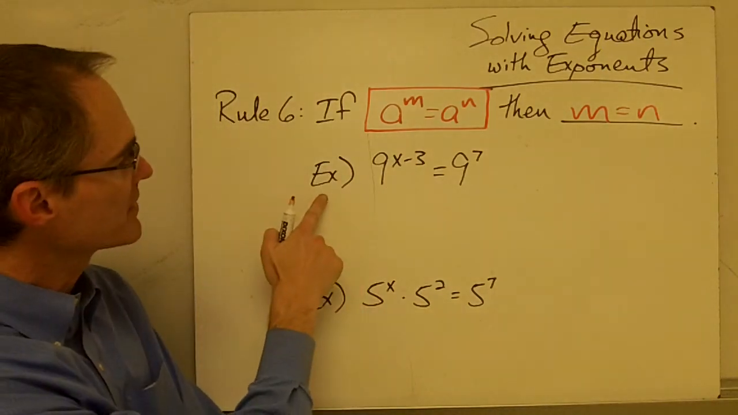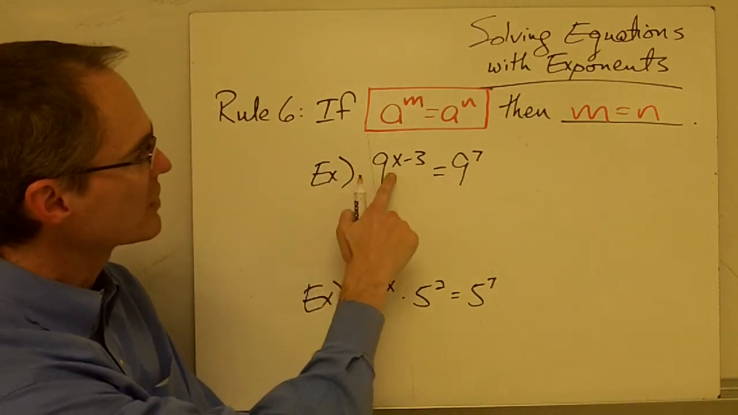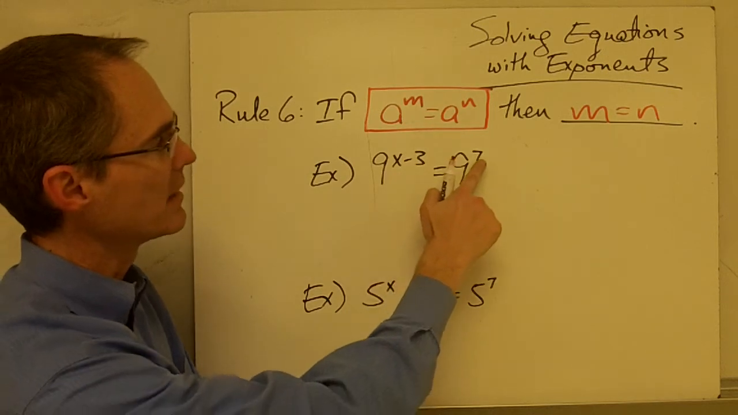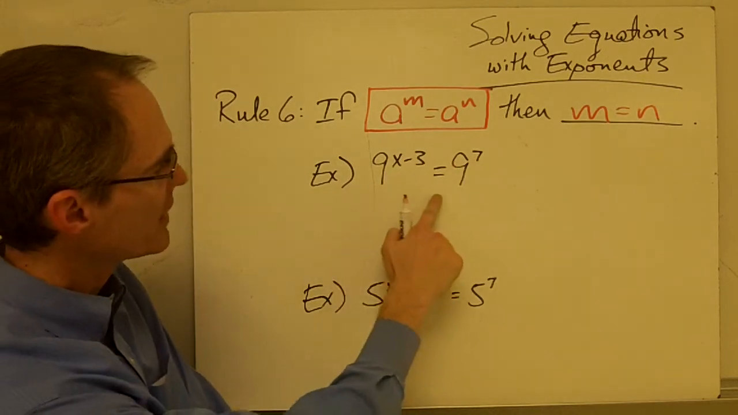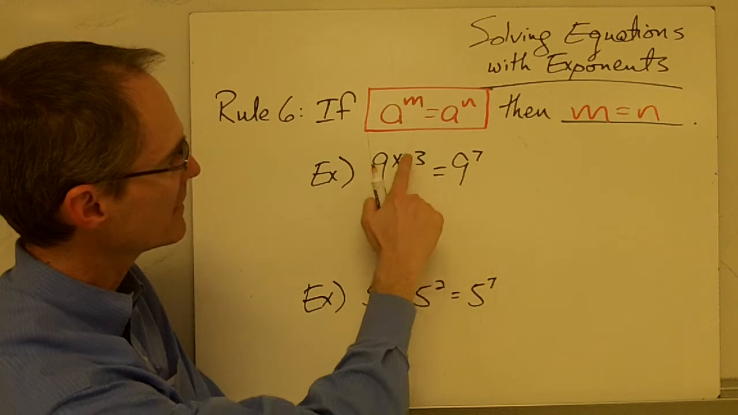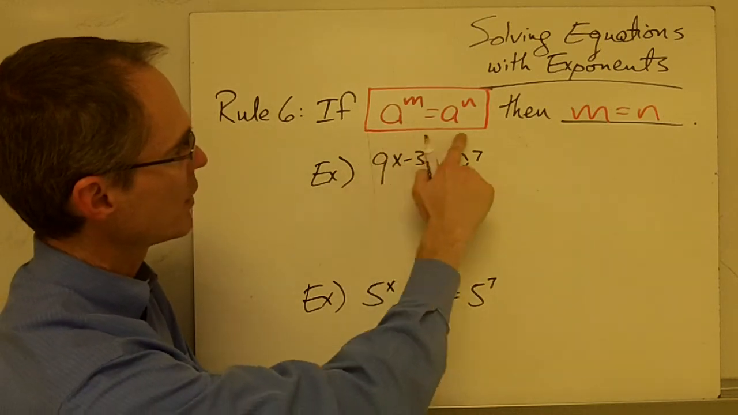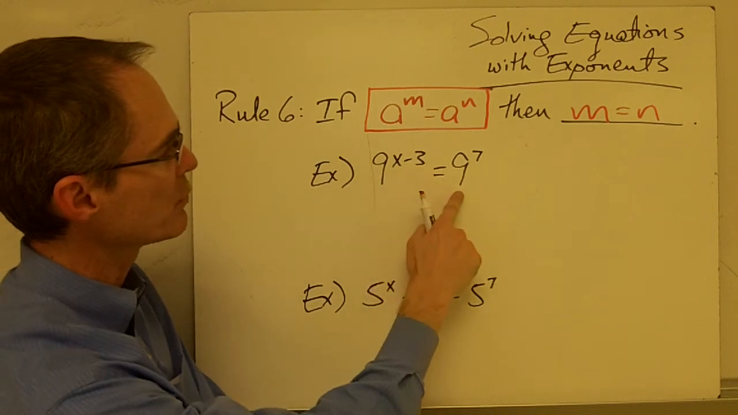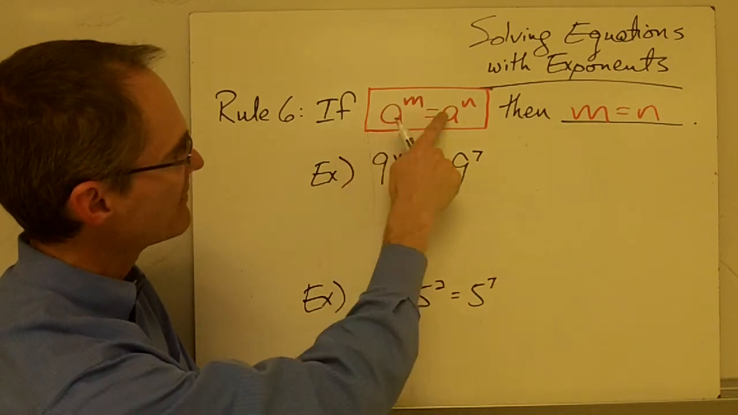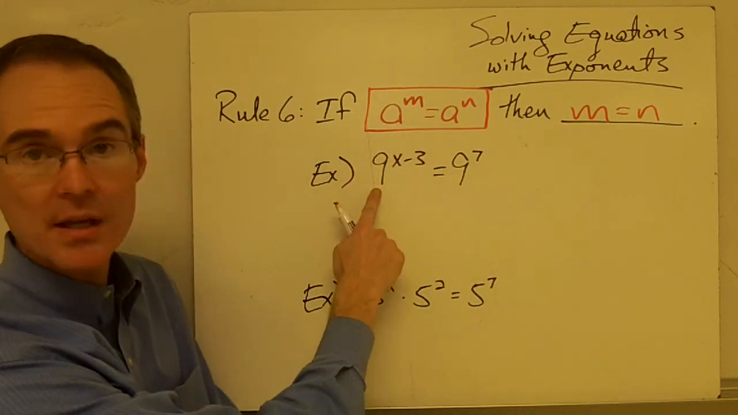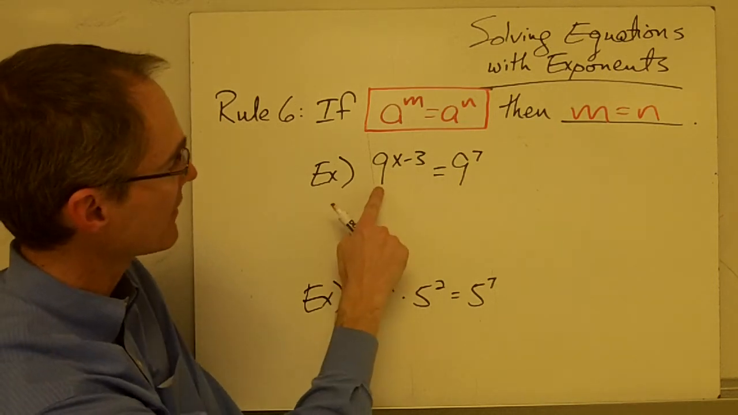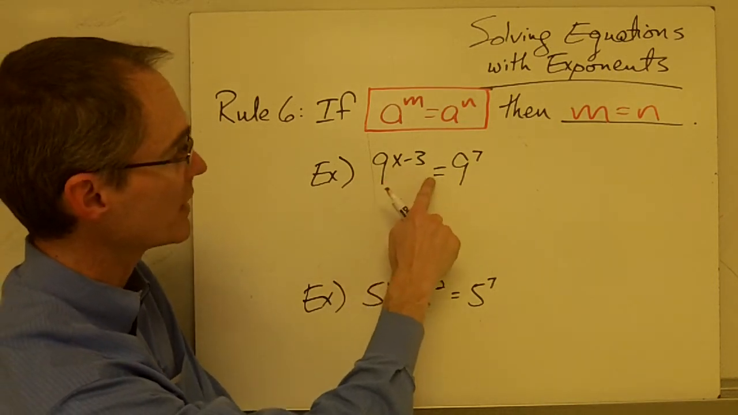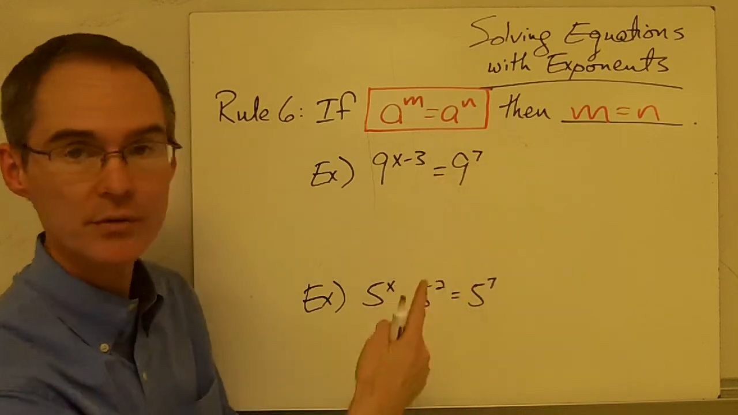And if we take a look at this example right here, 9 to the power of x minus 3 equals 9 to the power of 7. Well, this equation right here matches what's in this red box right here. 9 to the power of x minus 3 equals 9 to the 7. My a value, my base, is 9 in this case. And I can see that I've got 9 raised to a power equals 9 raised to another power.